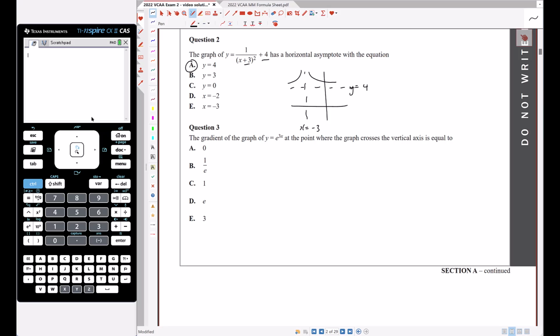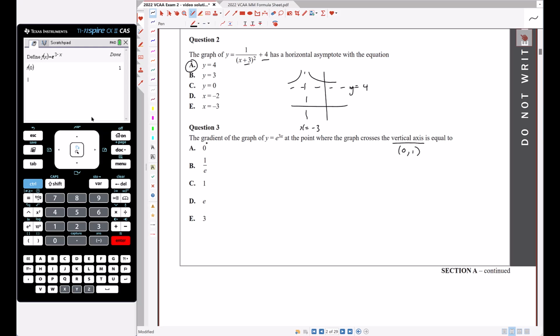The gradient of the graph y equals e to the 3x at the point where the graph crosses the vertical axis is equal to. Okay, we could definitely use our CAS to help us here. The algebra of this is pretty straightforward. I could probably do this quicker by hand. But if you wanted to define your function with your CAS using e to the power of 3x, we want to know where that graph crosses the vertical axis. That is f at 0, which is clearly going to be 1. Again, I could have done that quicker in my head. So it crosses the vertical axis at the point (0, 1).